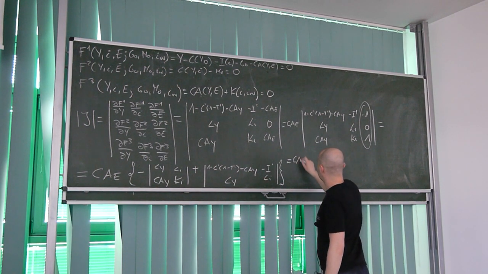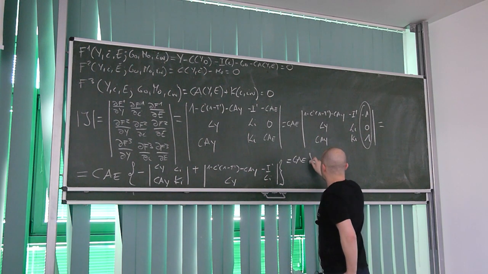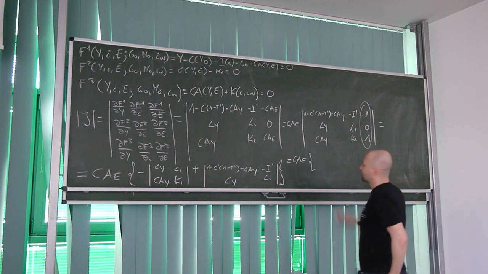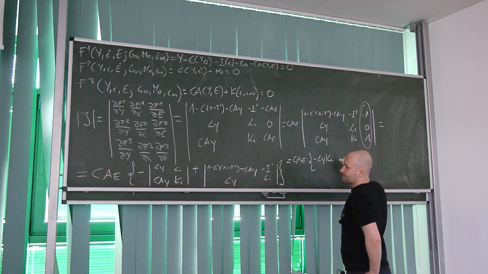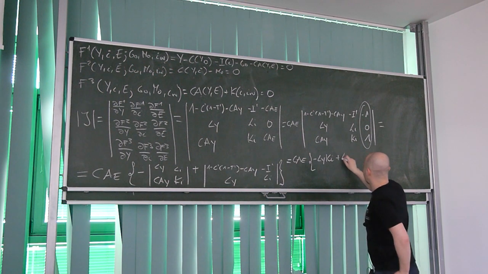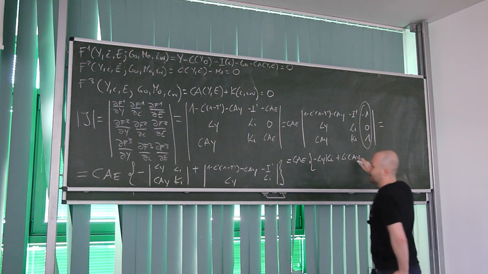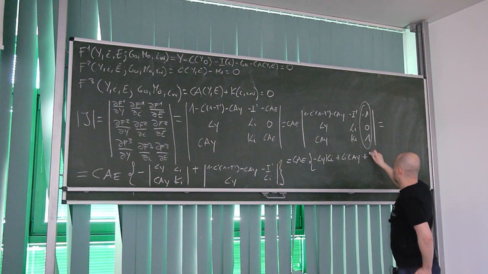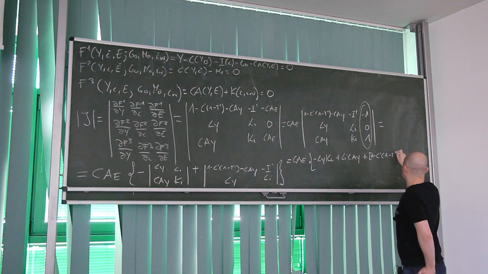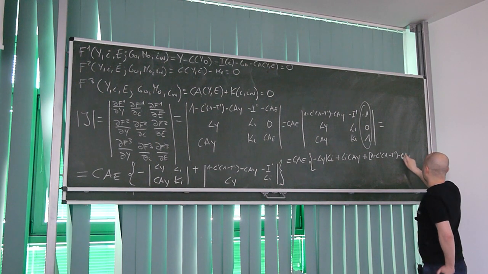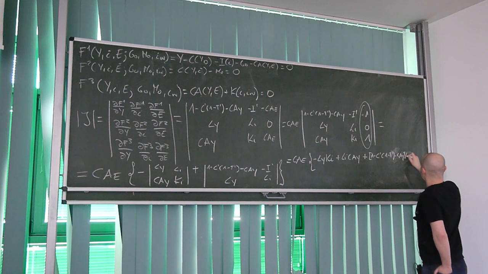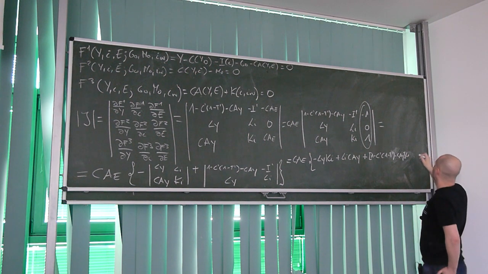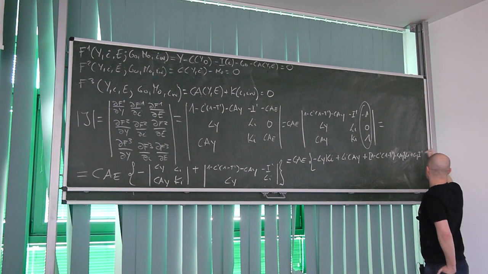And what am I getting here? CAE. And now, out of the first determinant, I'm getting negative LY, KI, plus LICAY. And out of the second determinant, I get 1 minus C prime, 1 minus T prime, minus CAY, I'm sorry, minus CAY Li and plus Ly I prime.